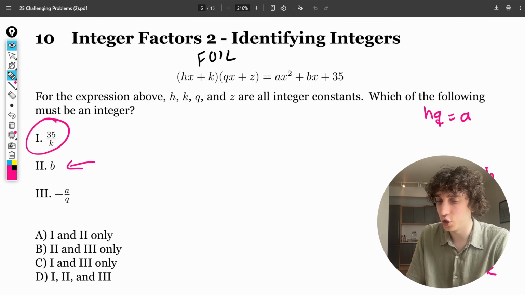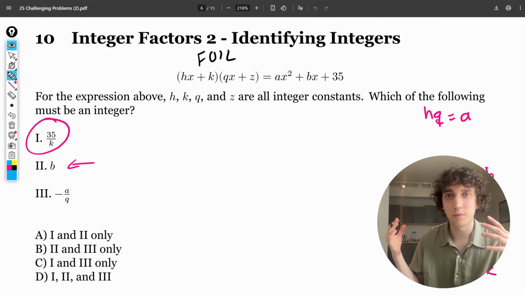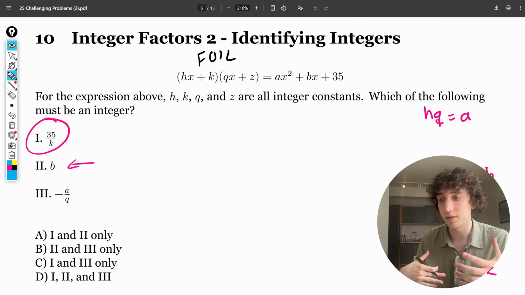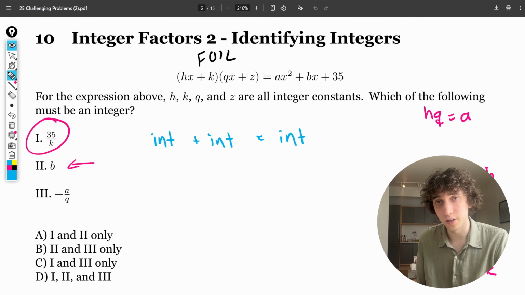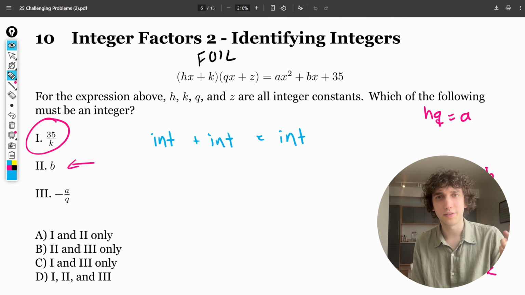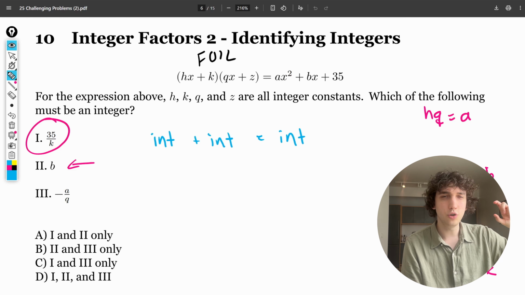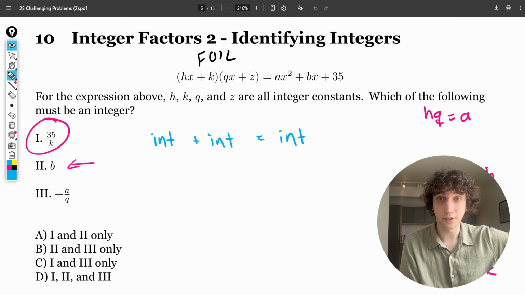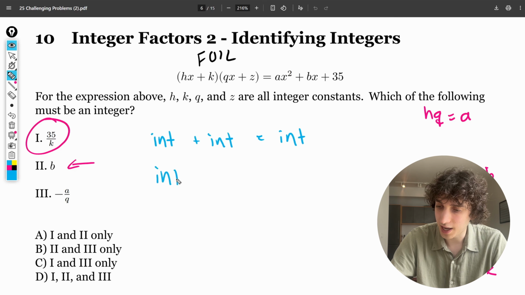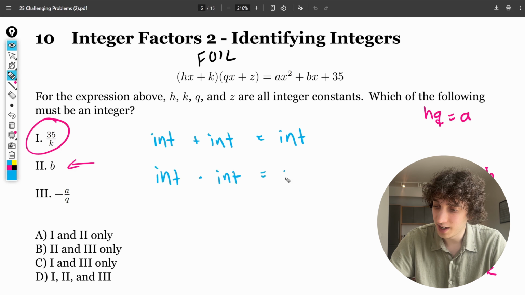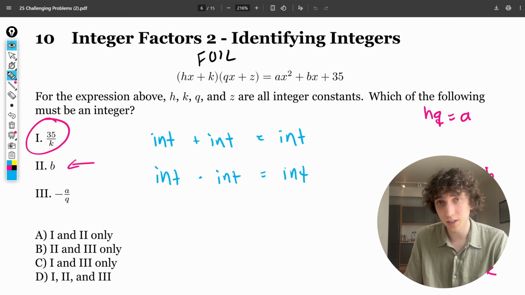Okay, now onto number 2, we have b. So first we need to think about what happens to integers when we add them together or multiply them together. If you take two integers and you add them together, sure enough, you do get another integer. And you can just think about this to yourself. Think, can I take two integers and add them together and get a decimal? The answer is no, right? There's no way that you can add two whole numbers and get a non-whole number. Same thing with multiplication. An integer times an integer does indeed have to give you an integer, right?